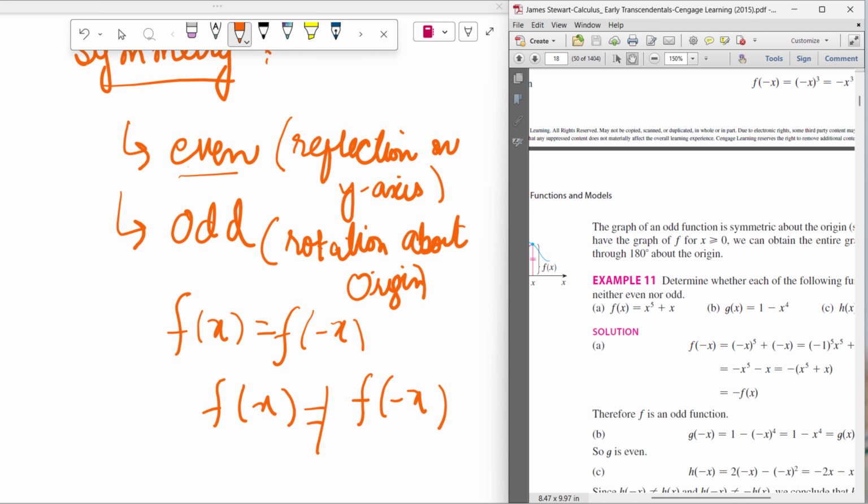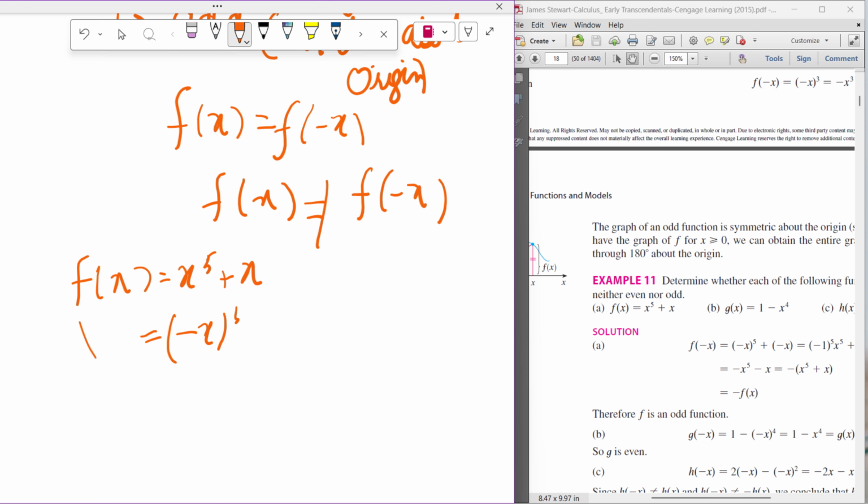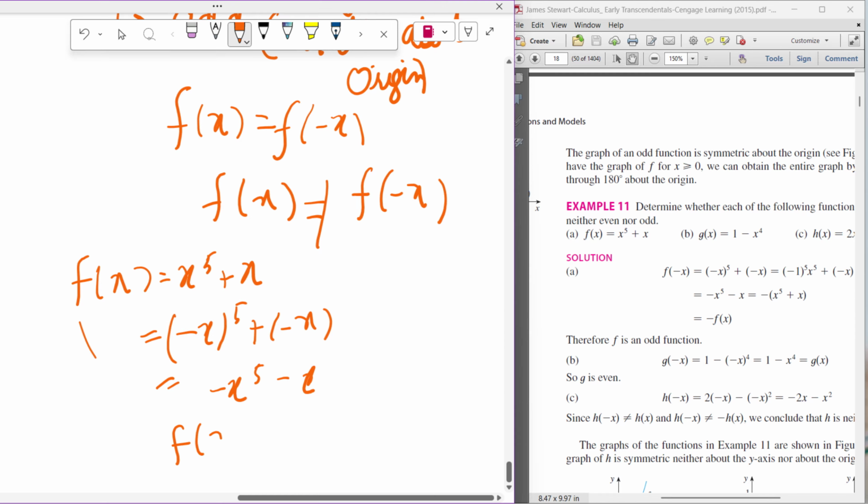So let's look at an example, the function f of x is equal to x power 5 plus x. Replace x with minus x. So I will get minus x power 5 and here minus x. So f of x is not equal to f of minus x. So this is not an even function.